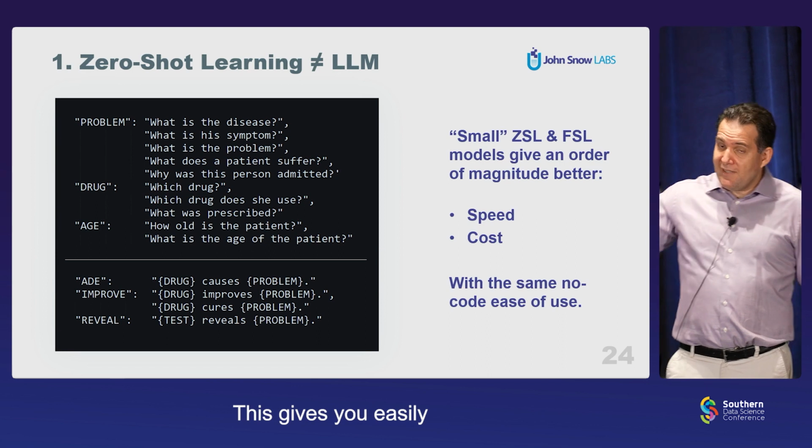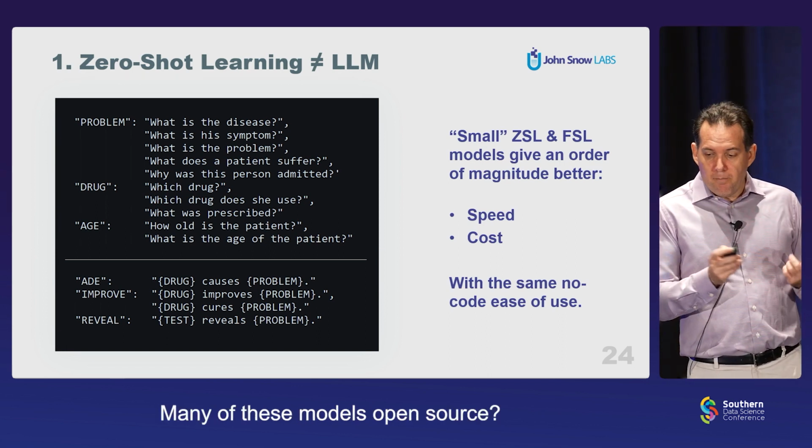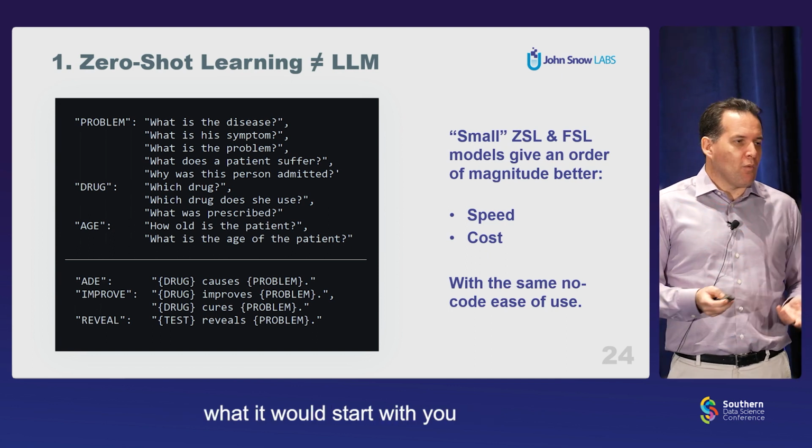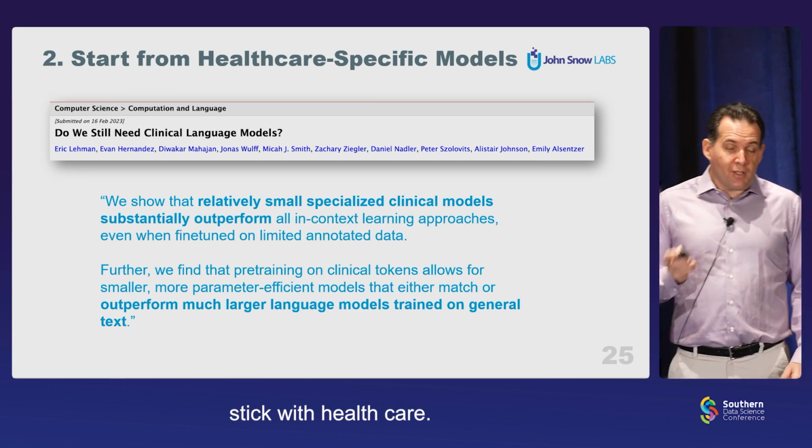This gives you easily an order of magnitude better latency and better cost. Many of these models are open source, so that's probably where I would start if I were you. The other super important thing is stick with healthcare.